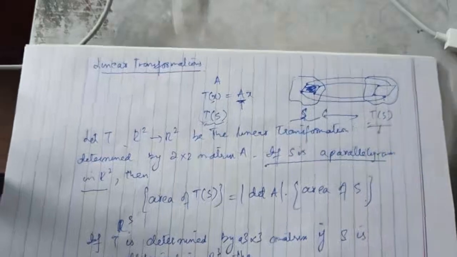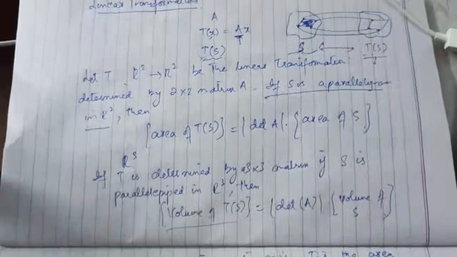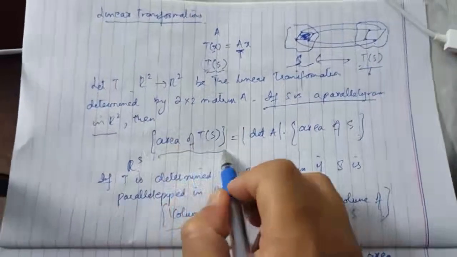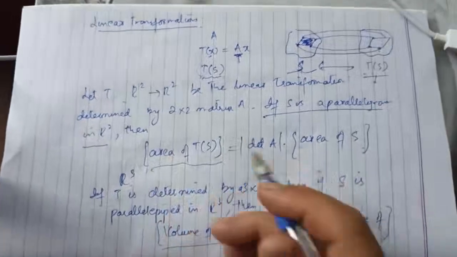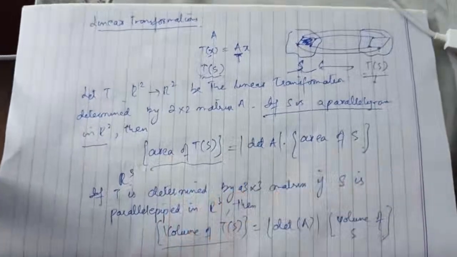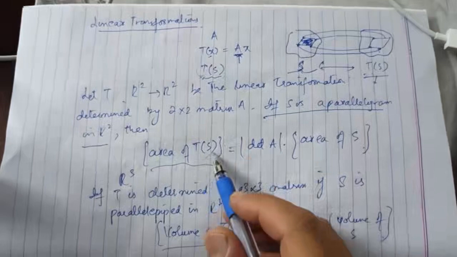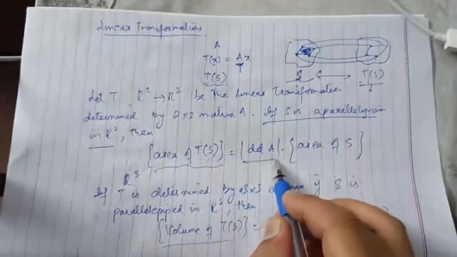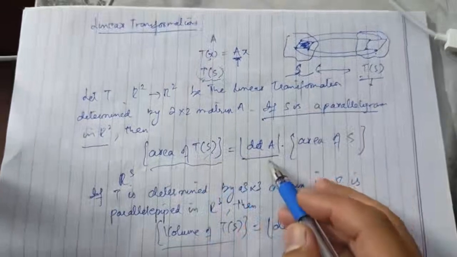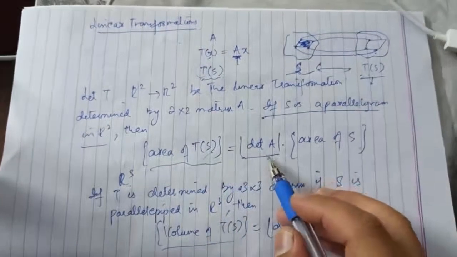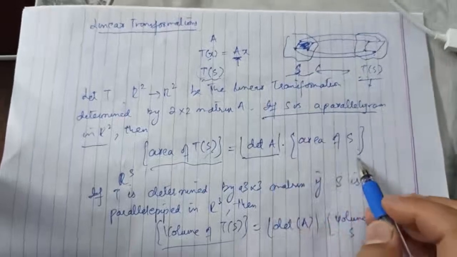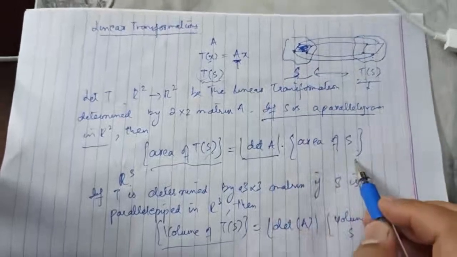Okay. Now, in general, we can say that if S is a parallelogram in R square, then the area of T(S), that means the vectors in S have their images in T of S, is nothing but the determinant of A times the area of S. The determinant of A gives the area spanned by the vectors of the transformation, and the area of these vectors in S.